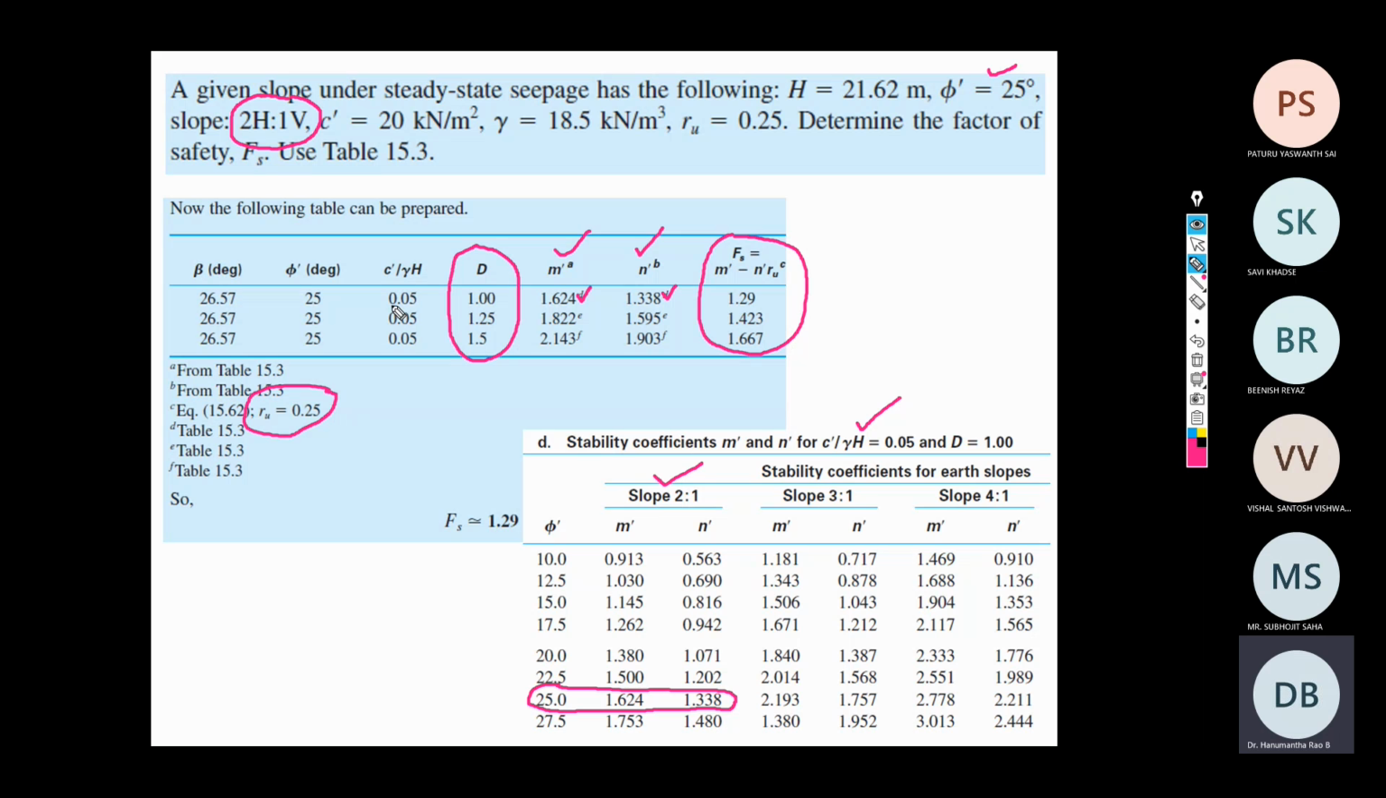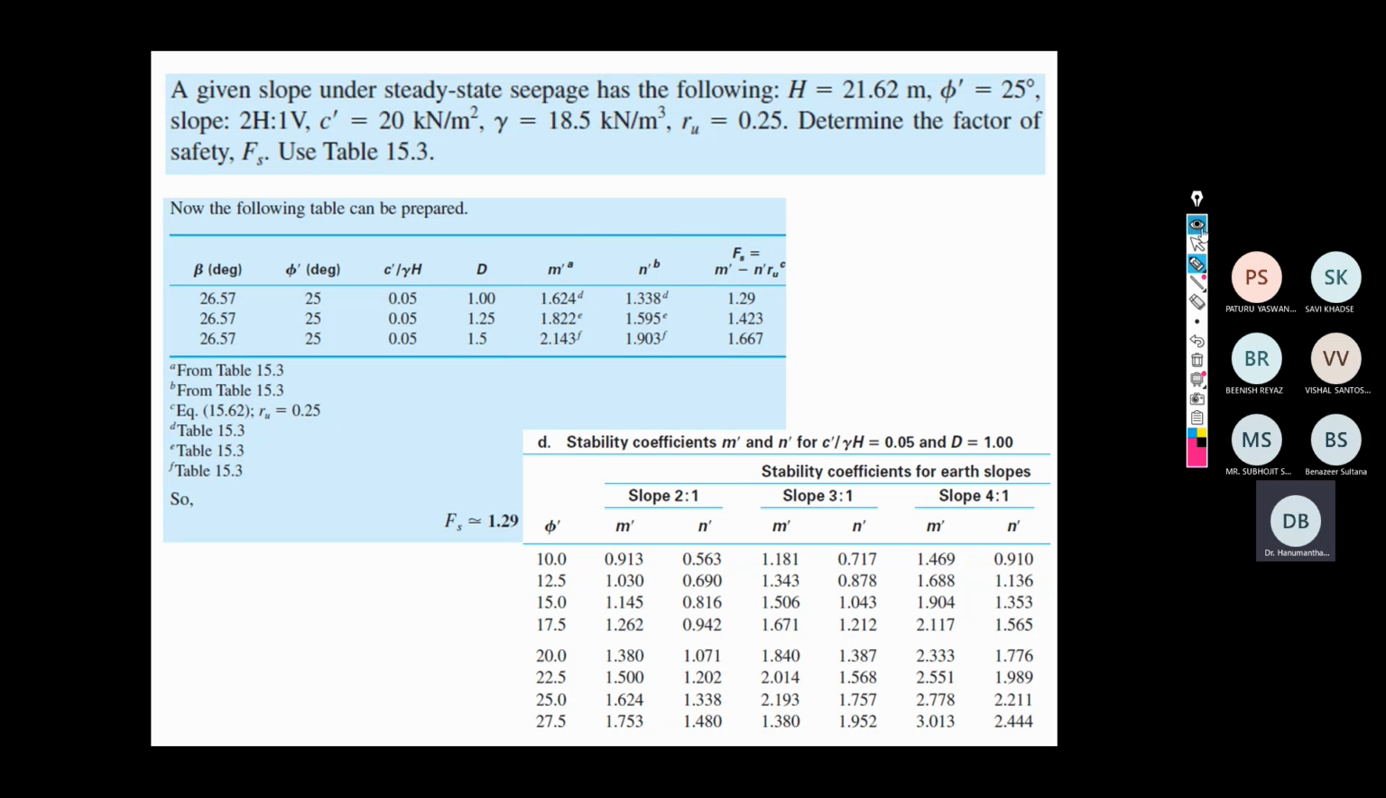For three different values of d, three different factor of safety values were calculated, which were 1.29, 1.423 and 1.667. Whichever is the least will be the factor of safety value to be considered. So here in this case it is 1.29. This is how you can utilize the method proposed by Bishop and Morgenstern for the case of steady state seepage condition.